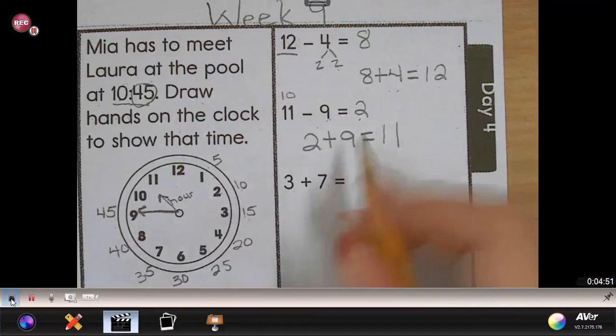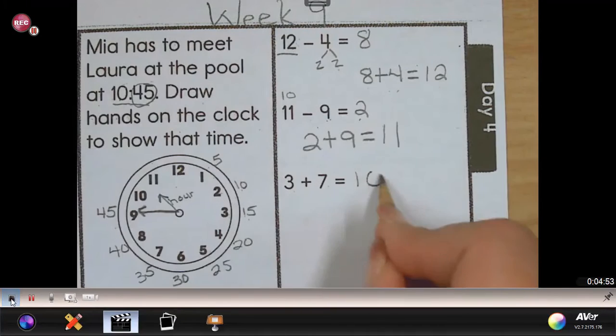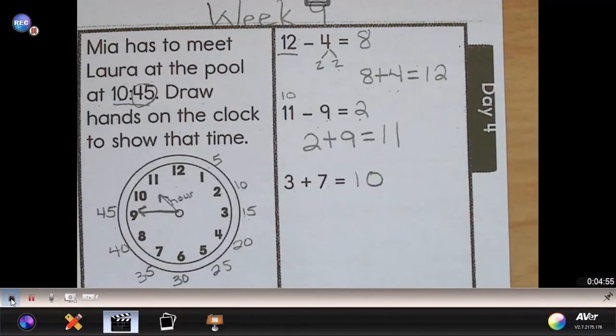7 plus 3 is an automatic 10, just like 8 plus 2 or 6 plus 4 or 5 plus 5. We want to remember those easy, quick 10s.